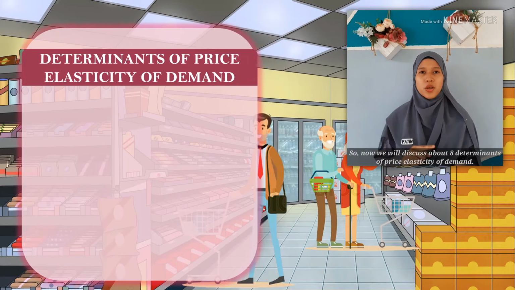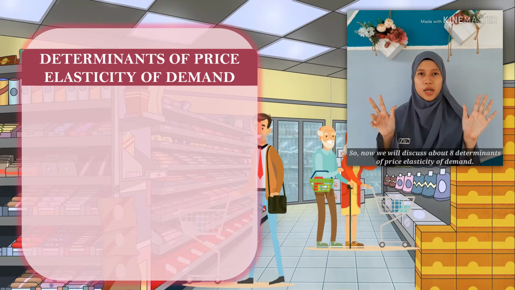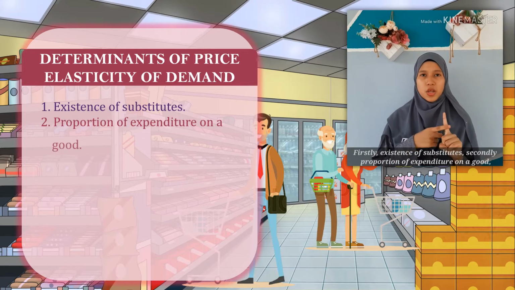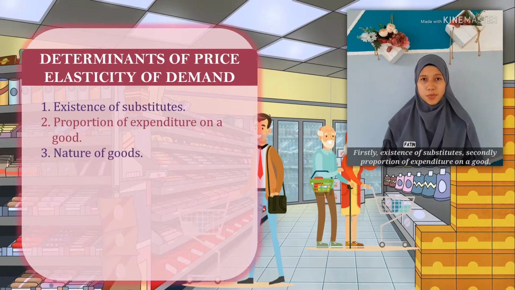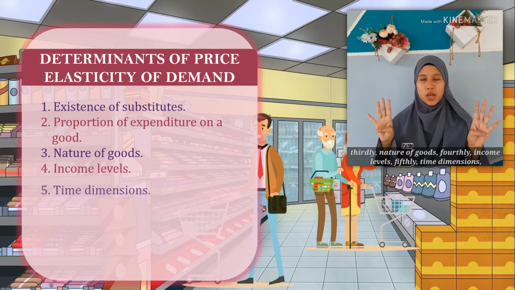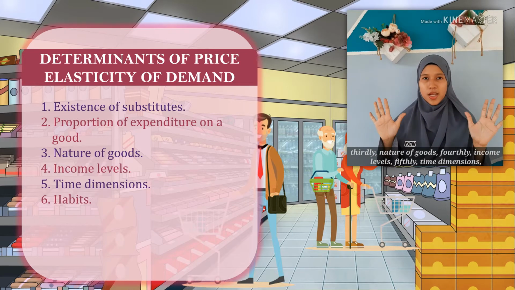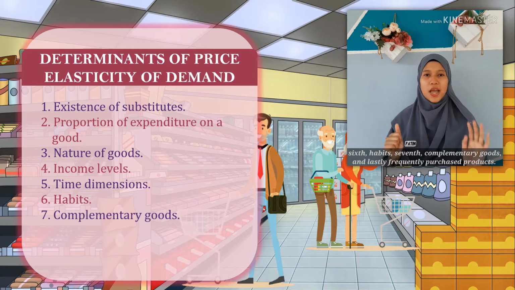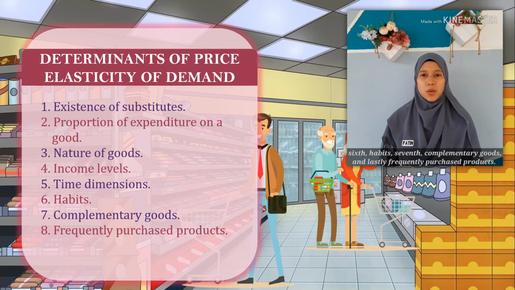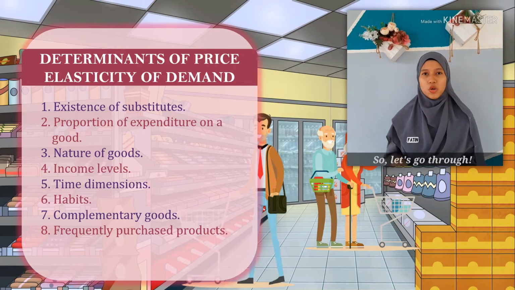So now we will discuss the 8 determinants of price elasticity of demand. Firstly, existence of substitute. Secondly, proportion of expenditure on a good. Thirdly, nature of good. Fourthly, income levels. Fifthly, time dimensions. Sixth, habit. Seventh, complementary goods. And lastly, frequently purchased product. So let's go through.